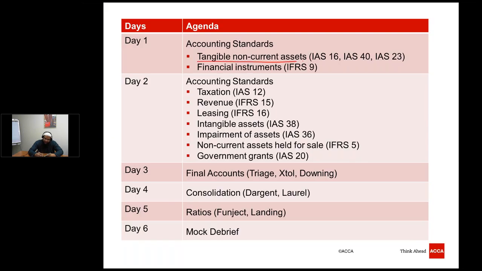In day 1 we have covered the tangible non-current assets, which covers IAS 16, IAS 40, IAS 23. In day 2 we have covered financial instruments, IFRS 9. And in day 3, we have covered a lot of different accounting standards, including IAS 12, revenue recognition, IFRS 15, leasing, IFRS 16, intangible 38, impairment 36, and non-current assets, IFRS 5. IAS 20 was to be solved by you people on your own. I hope you people have covered it.